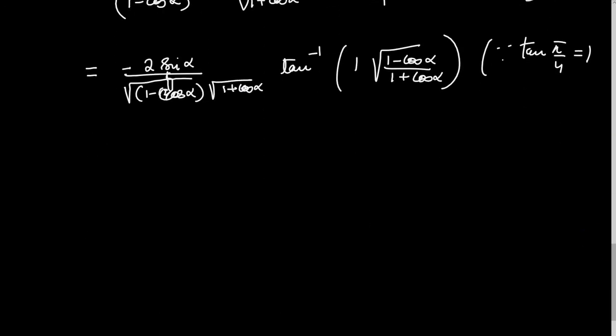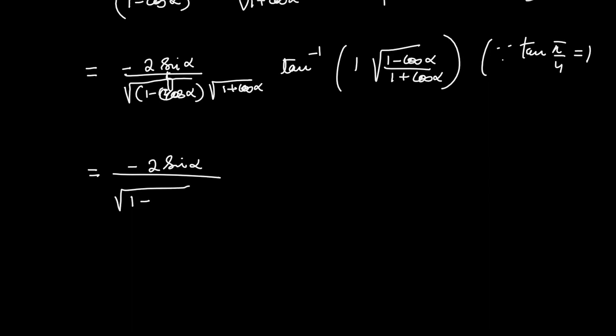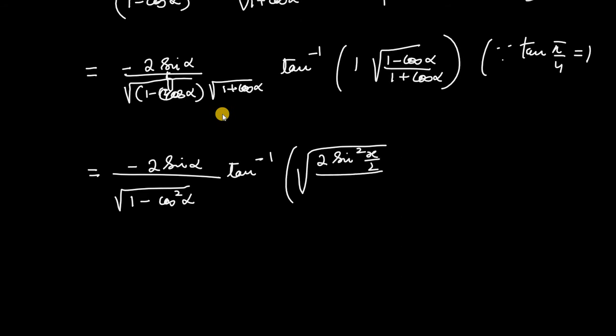Now next, this can be written as minus 2 sine alpha divided by square root of 1 minus a into 1 plus a. So it will be a square minus b, 1 minus a square. So it will be 1 minus cos square alpha, tan inverse of, now this term inside the square root sign, the 1 minus cos alpha is same as 2 sine square alpha by 2, and 1 plus cos alpha is same as 2 cos square alpha by 2.